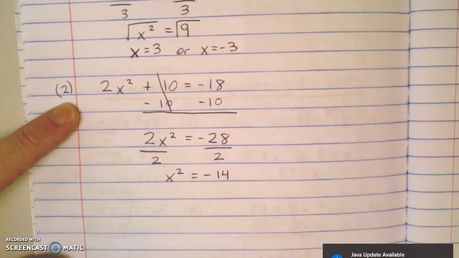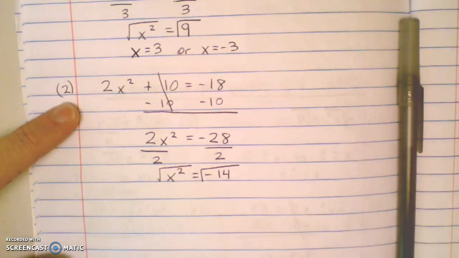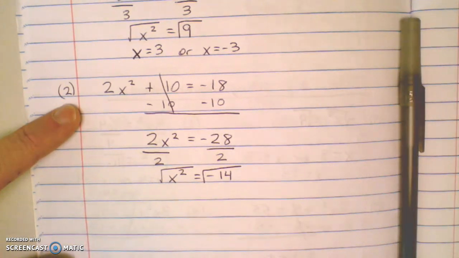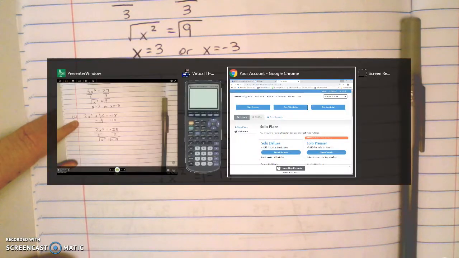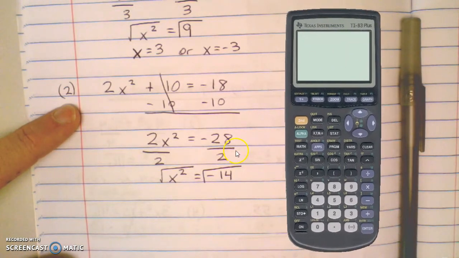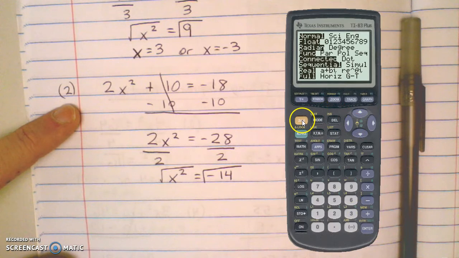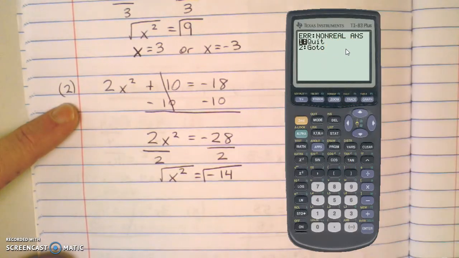All right, so here's the problem that we're going to face. I have to square root both sides, so I'm going to pull up my calculator so we can see that. Here's my virtual TI. To square root, we hit second x squared, and then type in the number, negative 14. So I'm going to do the square root of negative 14, and look at what my calculator tells me. It tells me non-real answer.